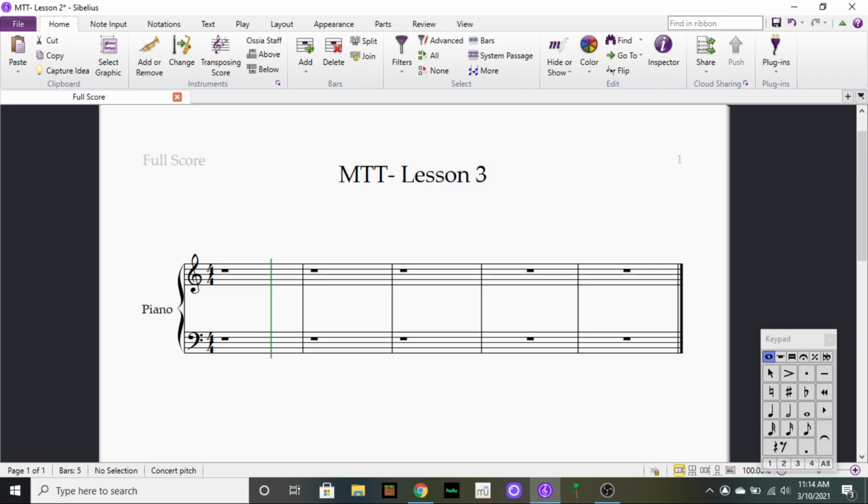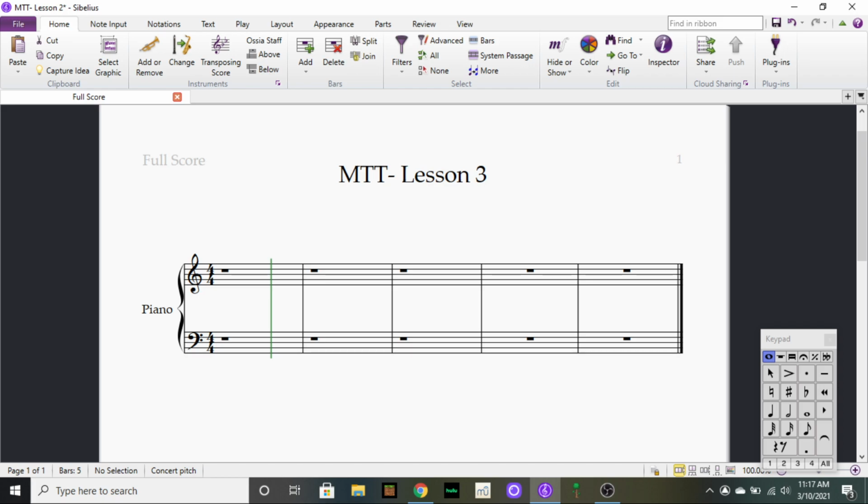Today we will be talking about what registers are, what ledger lines are, dynamics, and tempo markings. So let's get started. Today we are going to start with what a register is.